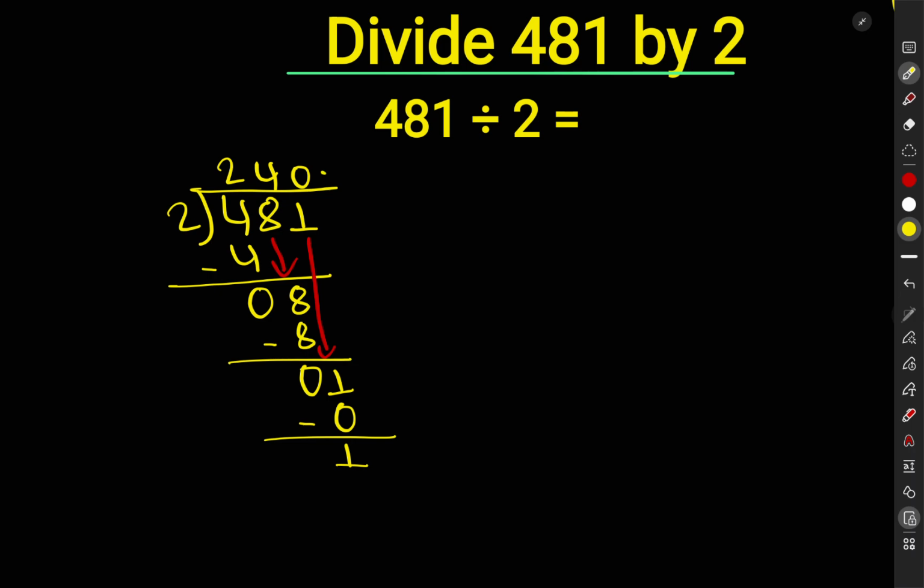So we put here a decimal so that we take 0. So it is 10 and 2 times 5 is 10. On subtracting it is 0. So 481 divided by 2 is 240 decimal 5.